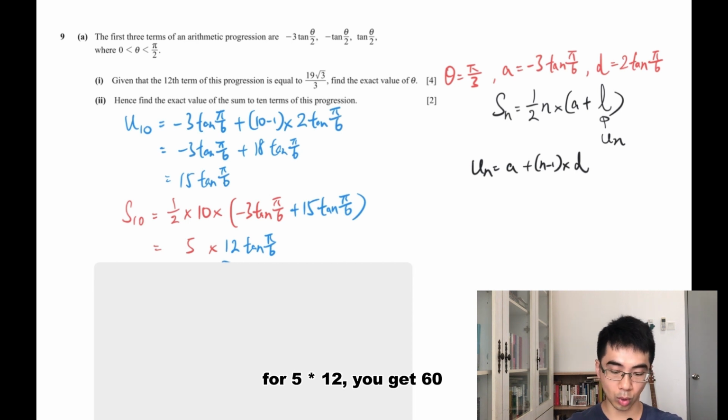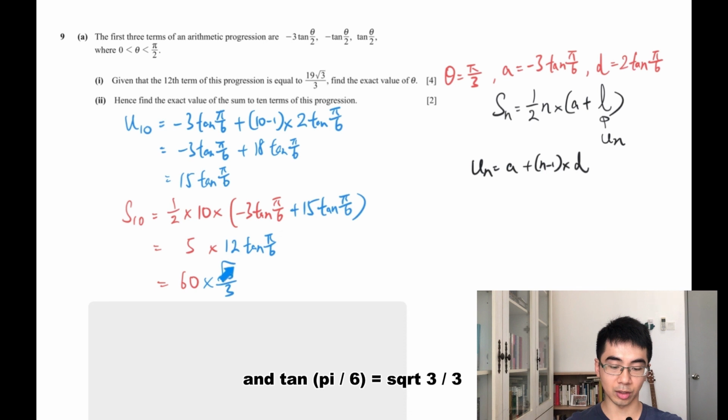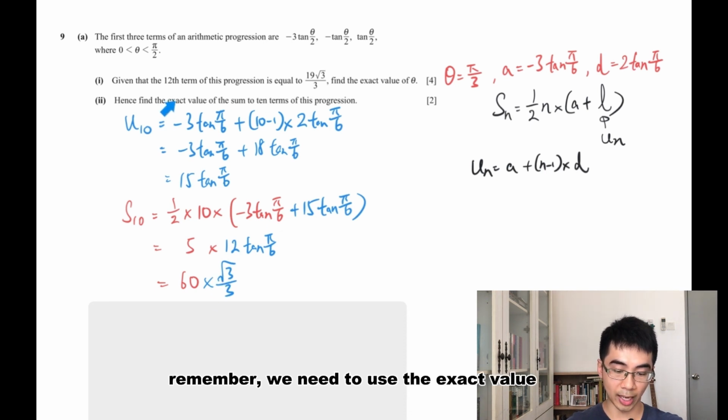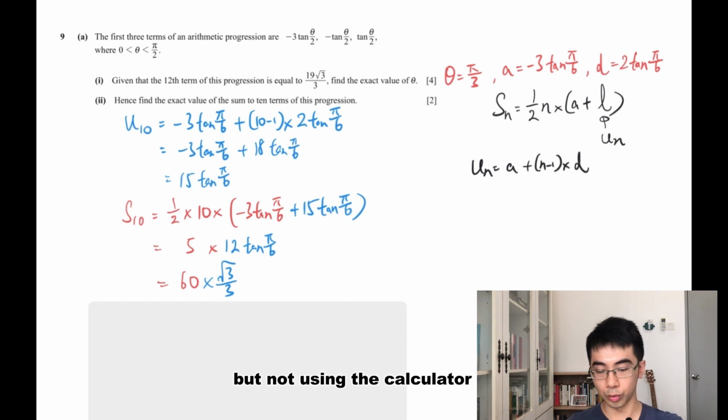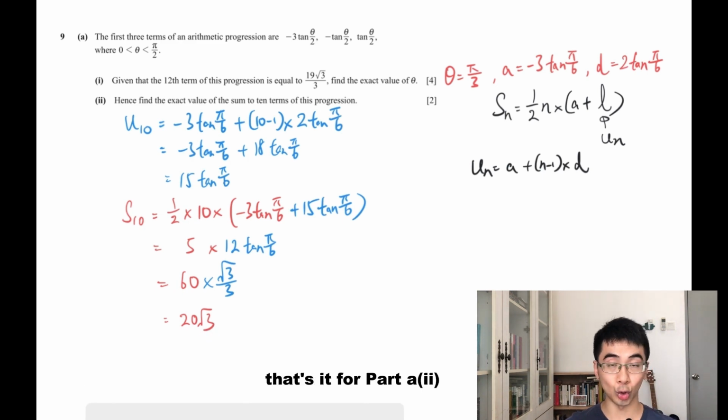For 5 times 12, you get 60. And tangent pi over 6 is equal to square root 3 over 3. Remember, we need to use the exact value, but not using the calculator. So here, just simplify them. You will have 20 square root 3. That's it for part 2.